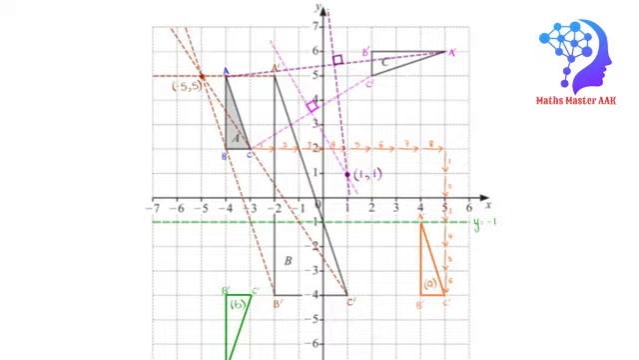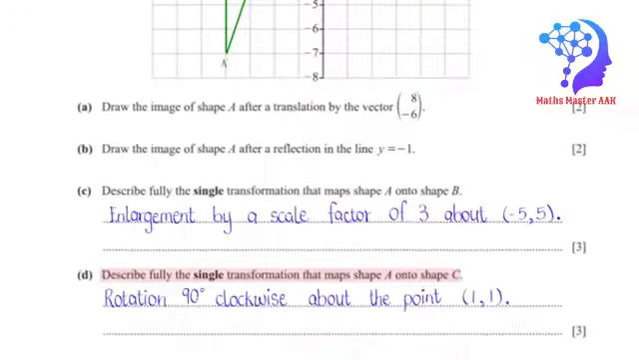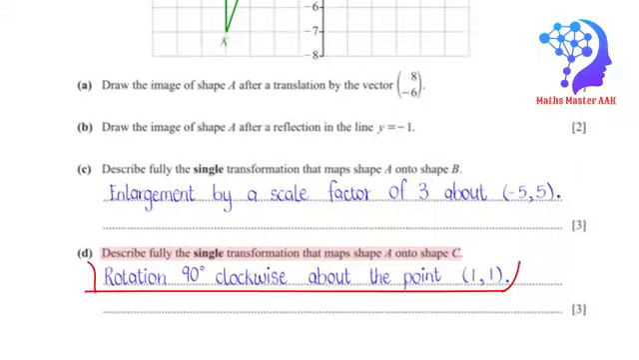To do this, we first need to connect at least 2 corresponding points on shape A and shape C. When we are done, we draw the perpendicular bisectors of these lines. The intersection point of these bisectors is the center of rotation, and in this case, we get (1, 1). And so the full description is going to be rotation 90 degrees clockwise about the point (1, 1).